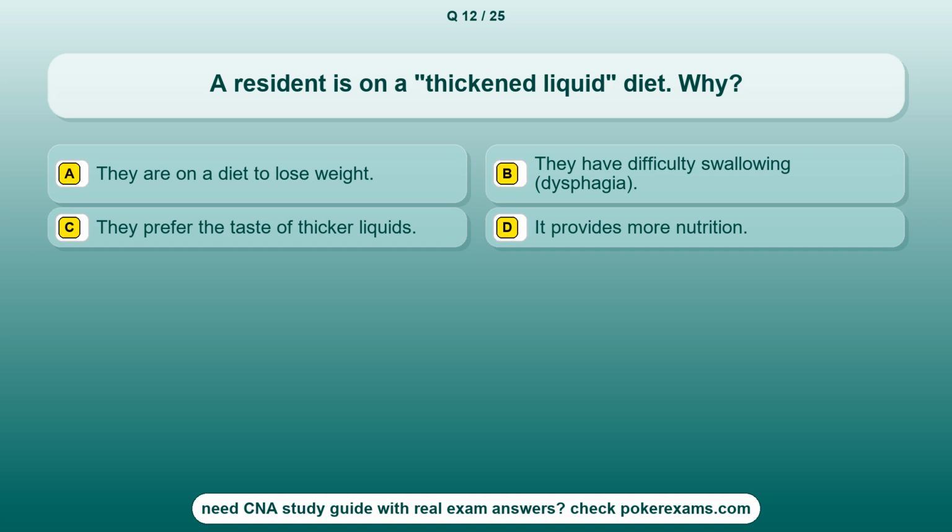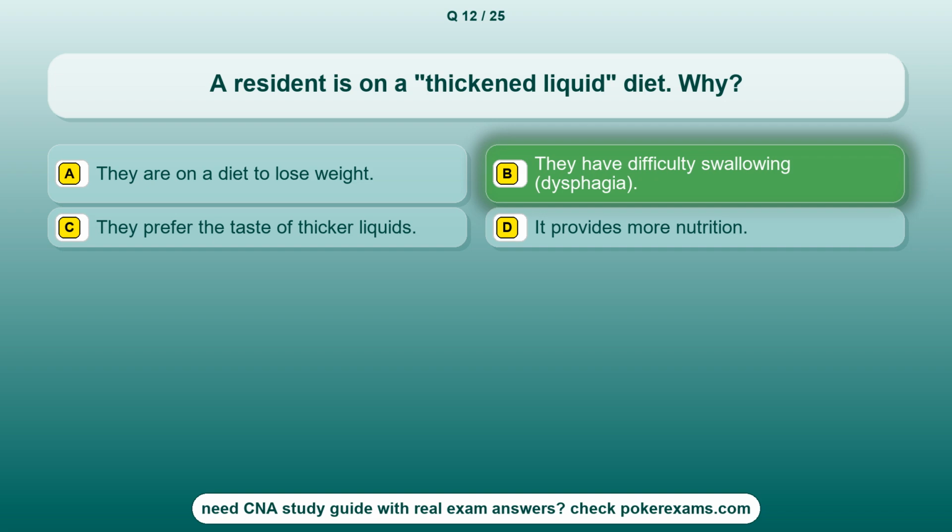Question 12. A resident is on a thickened liquid diet. Why? Option A, they are on a diet to lose weight. Option B, they have difficulty swallowing, dysphagia. Option C, they prefer the taste of thicker liquids. Option D, it provides more nutrition.